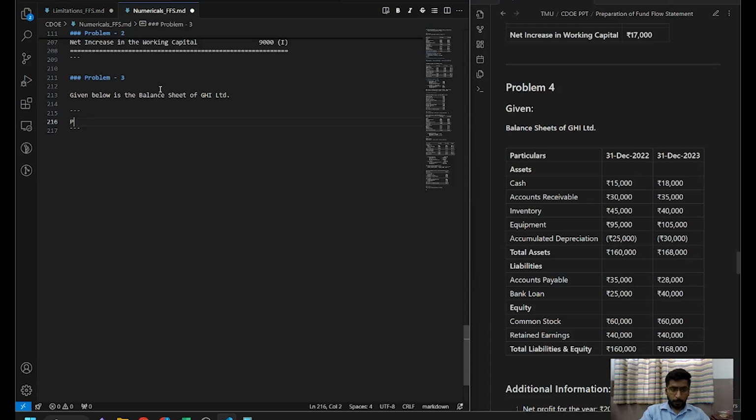So, particulars, and the balance sheet is for the year ended 31/12/2022 and 31/12/2023. And then we are given the assets.